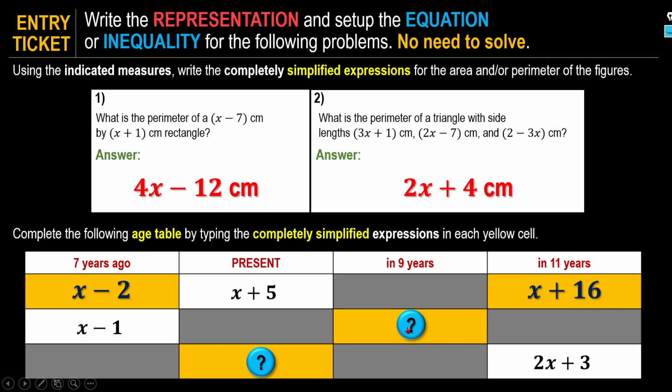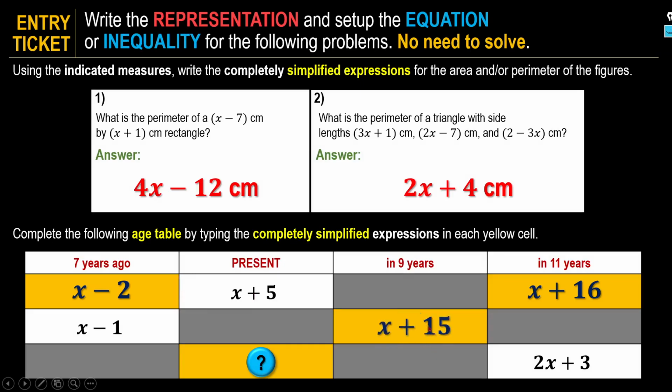Now, for row 2 here, in 9 years. Pero 7 years ago yung given na age. So maybe what we can do is to work out the present age first. This is the age 7 years ago. So to get to the present age, add ka ng 7. We should get x. What's that? Plus 6. Di ba? And then to determine the age of that person in 9 years, add ka ng 9 kay x plus 6. You should get x plus 15.